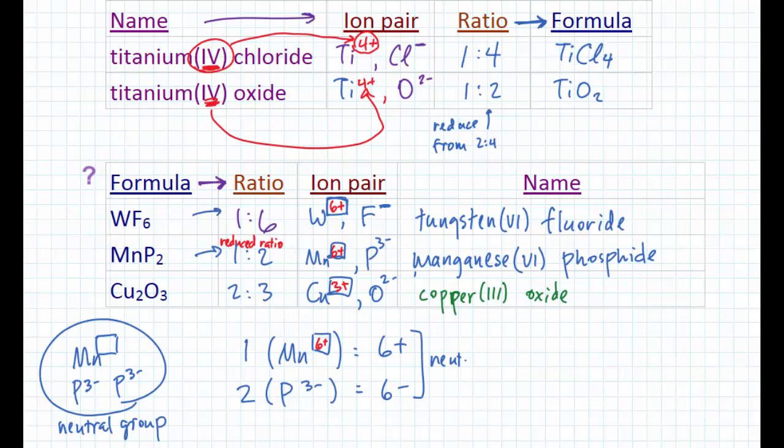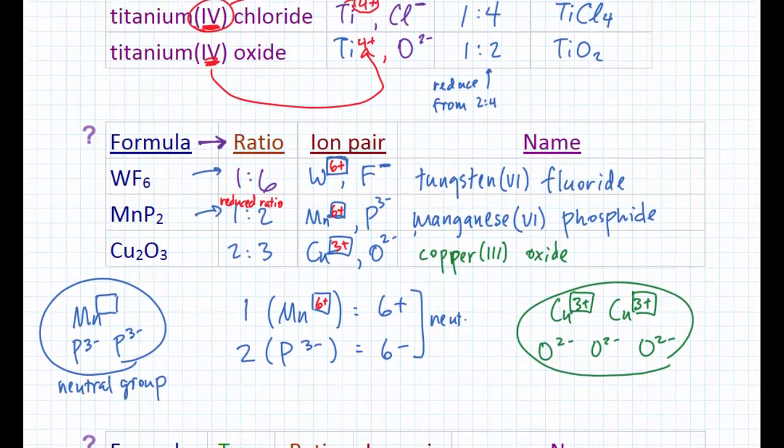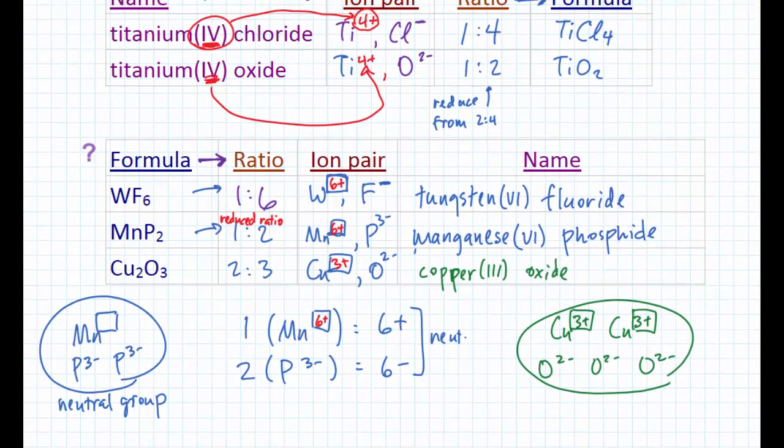The reason this 2 to 3 works, hopefully you can see, is if I have 2 of those copper 3 pluses, so maybe make 2 boxes for those, and I've got 3 of those O2 minuses, again, that's a neutral group, which would look like 3 O2 minuses is 6 minus.